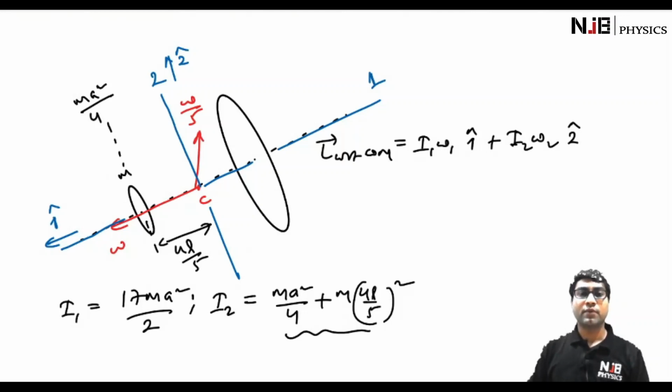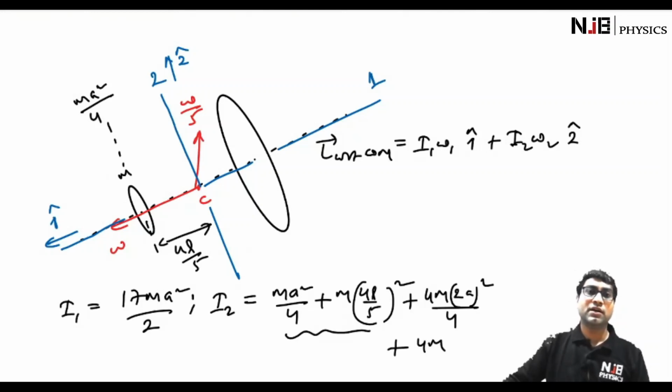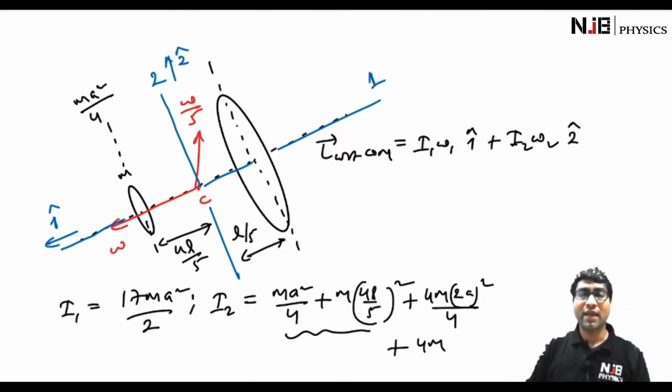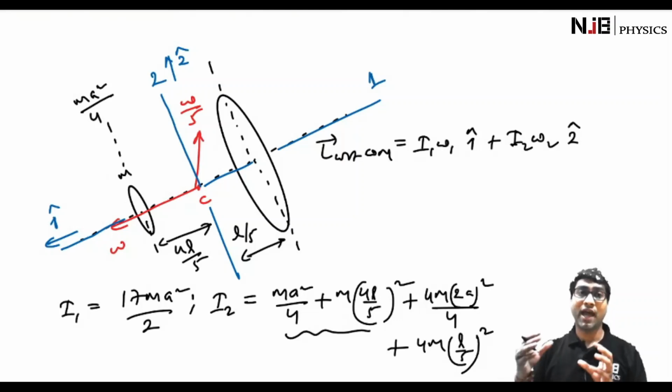Similarly, we have to write the moment of inertia of the bigger disk about the same principal axis. We get 4m, which is the mass of the bigger disk, times (2a) square by 4, plus the mass 4m times the distance between the diameter of the bigger disk and the second principal axis, which we know is equal to L by 5. So it becomes 4m times L by 5 whole square. This I2 is the moment of inertia of this entire assembly about the second principal axis.